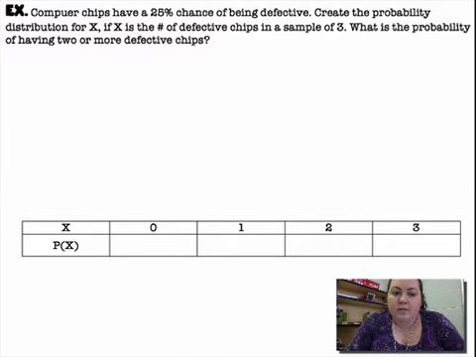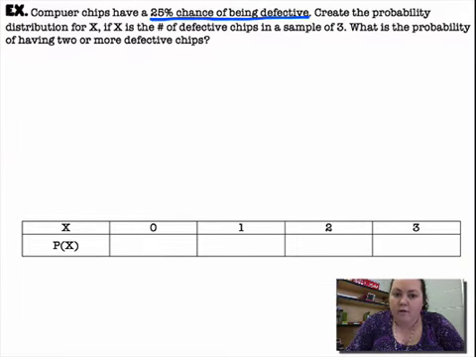Alright, so our first example. Computer chips have a 25% chance of being defective. Create a probability distribution for x if x is the number of defective chips in a sample of 3. What is the probability of having 2 or more defective chips? So it can either be defective or non-defective. So I have only 2 outcomes. My probability is fixed, and I can assume that the chips are independent of each other.